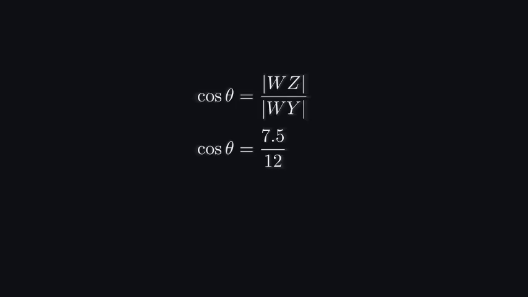Cos of theta equals 7.5 over 12. Cos of theta equals 0.625. Theta equals cos to the power of minus 1 of 0.625.